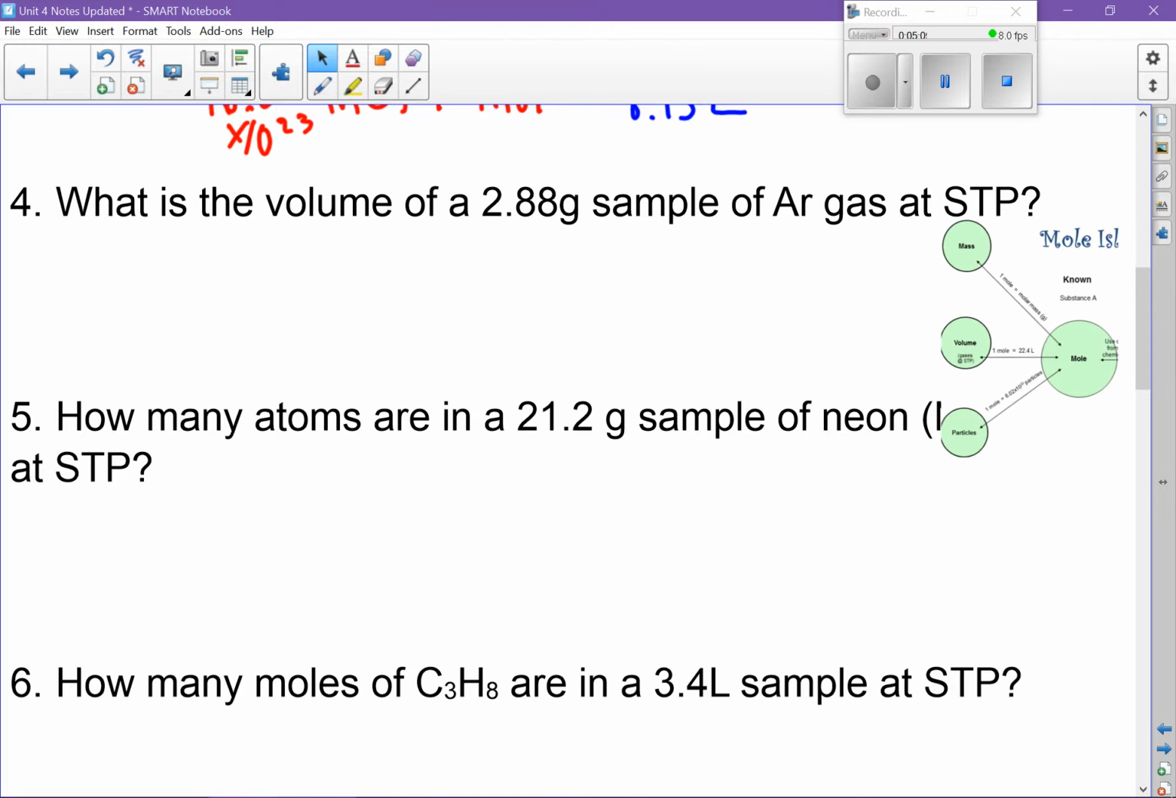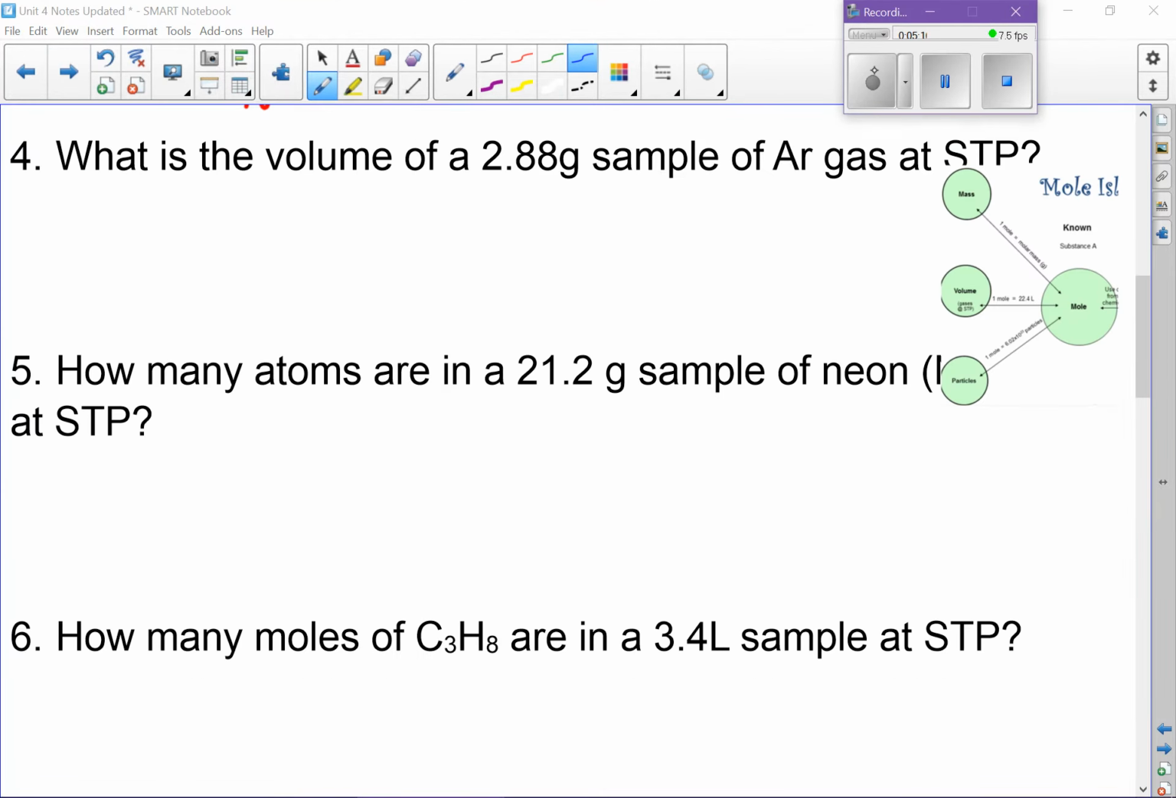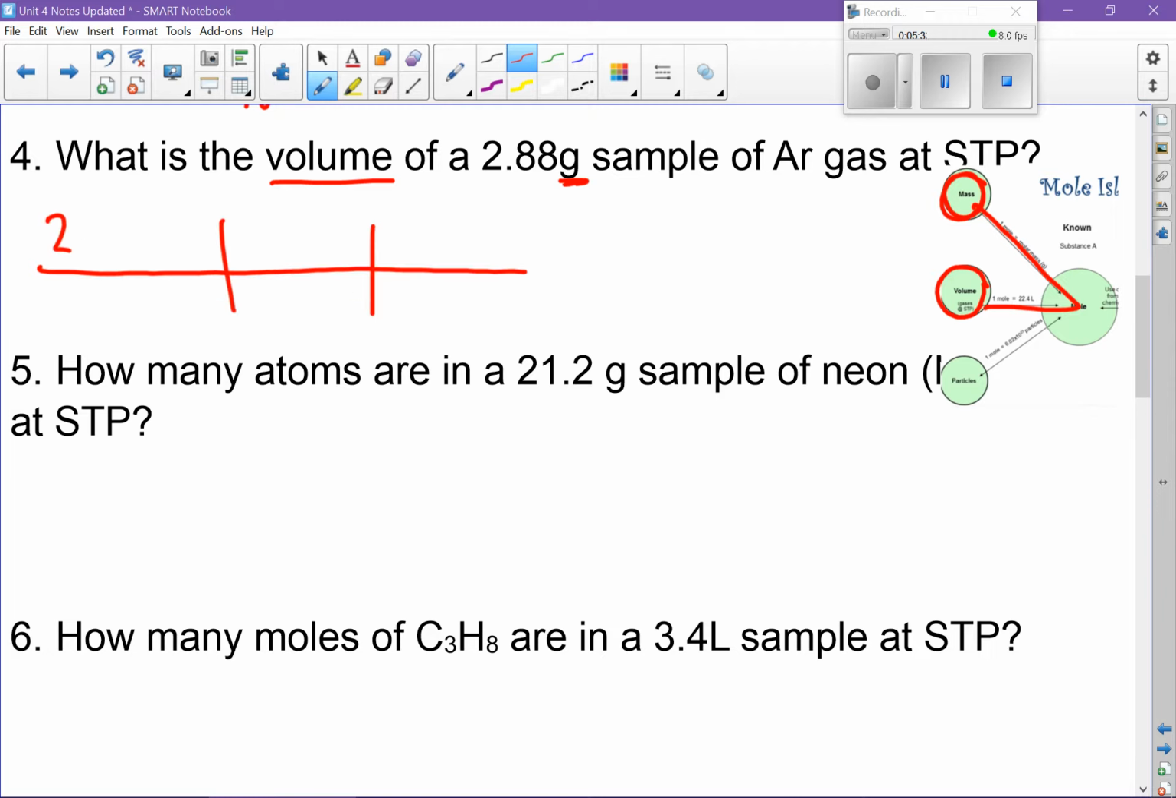Right, in my next question I see the unit volume and I see grams. So volume is here and grams are here on Mass Island. That takes 2 steps to do. So if I draw 2 steps, I start with the number from the question, 2.88 grams.